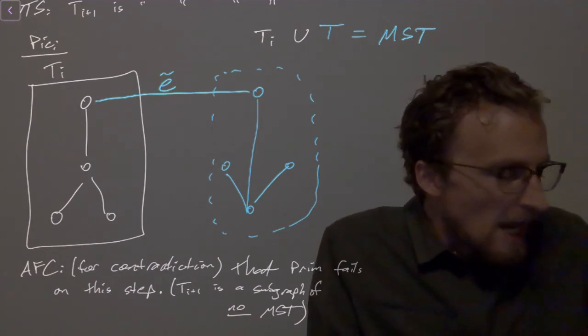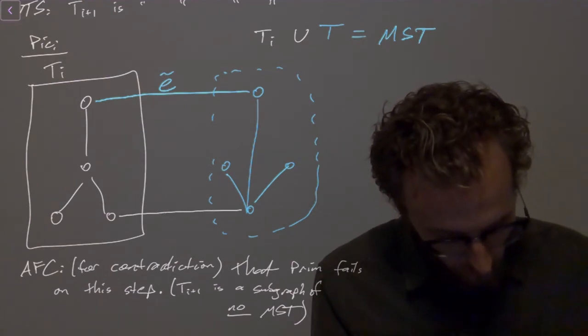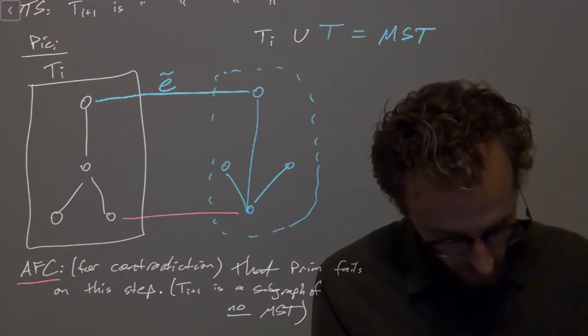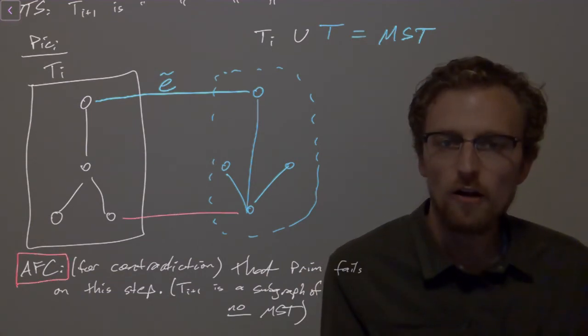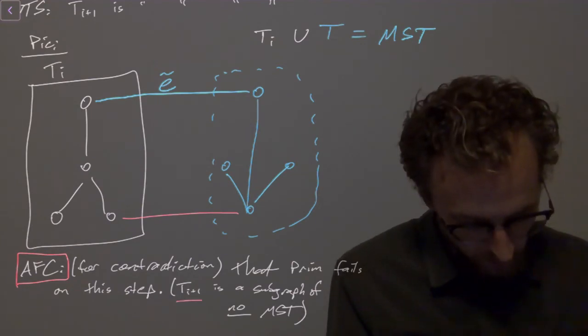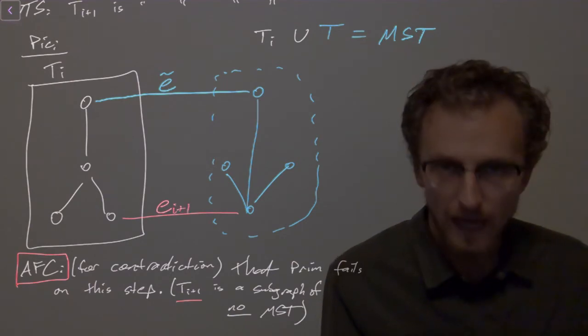So let's just say, for the sake of argument, that this is the edge that Prim selects. And let me color code this one too. I'm going to color code this one red. Okay, so everything that is our contradiction hypothesis here will be in red. So Ti plus 1 is a subgraph of no MST, and here's our edge that Prim adds.